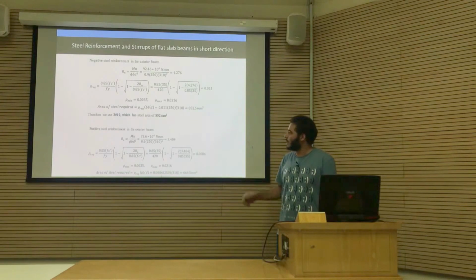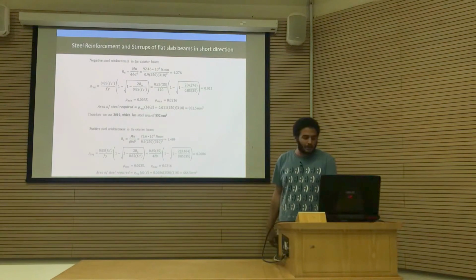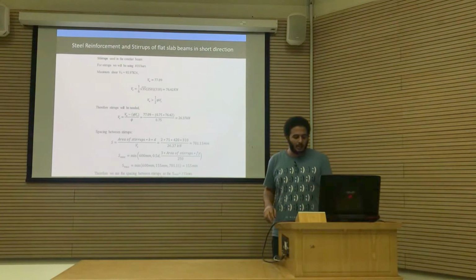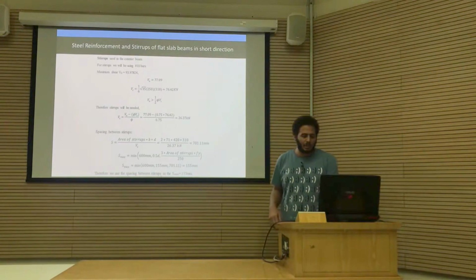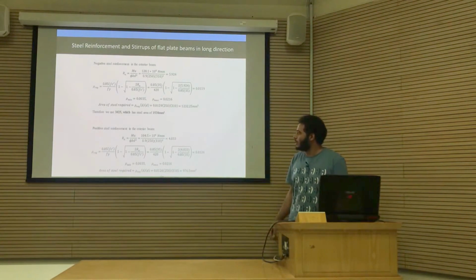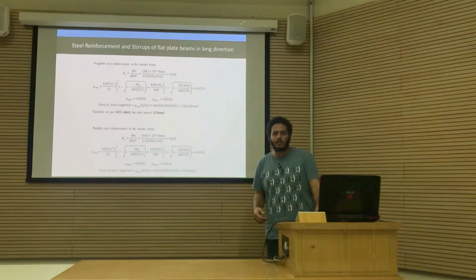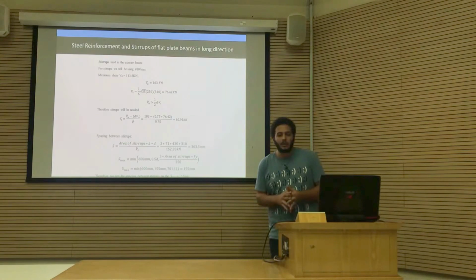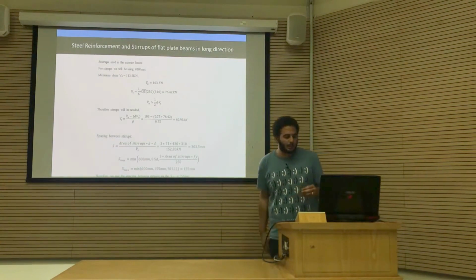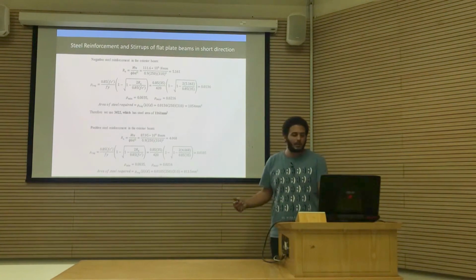And again, for the flat slab in the short direction, we used, for the negative steel, 3 phi 19, and for the positive steel, 3 phi 19 as well. And we used 155 millimeter between each stirrup. For flat plate, we used 3 phi 25 for the negative steel, and we used 3 phi 22 for the positive steel, and for the flat plate in the long direction as well, we used the spacing of 155 millimeter between stirrups.